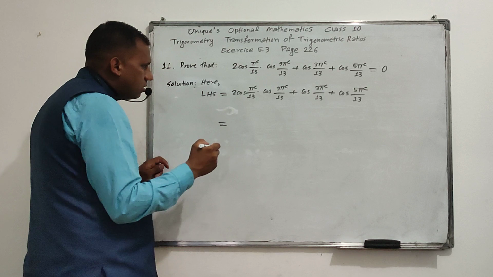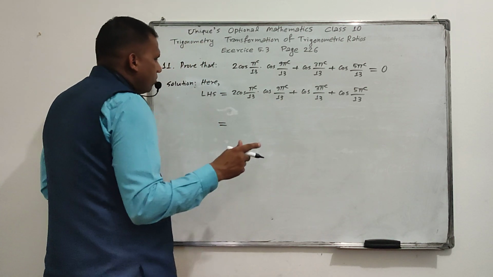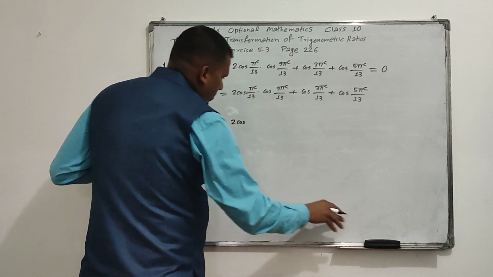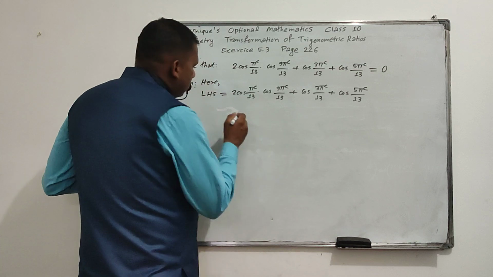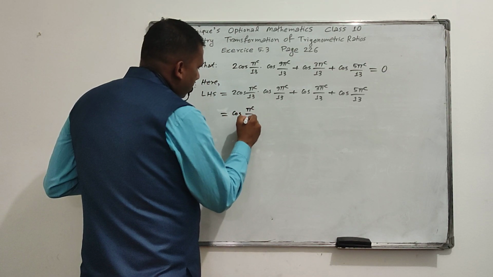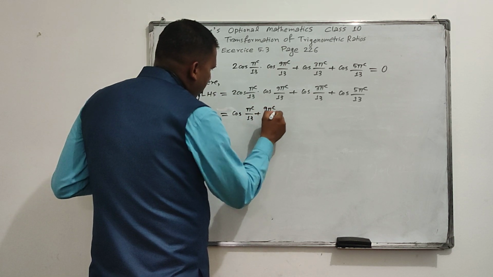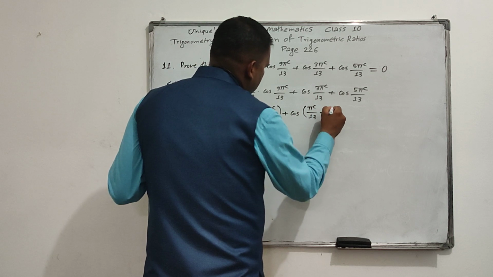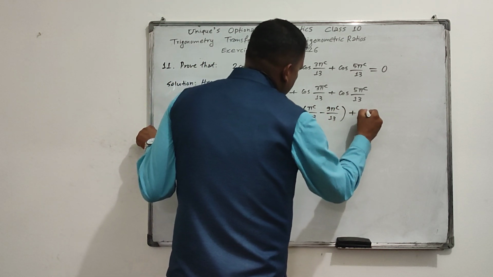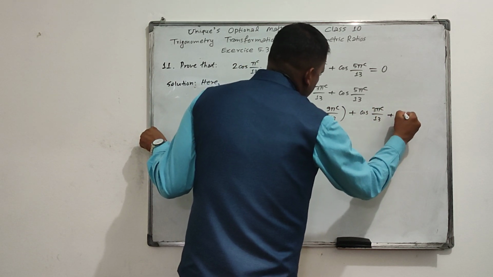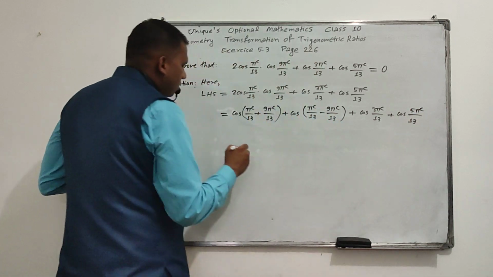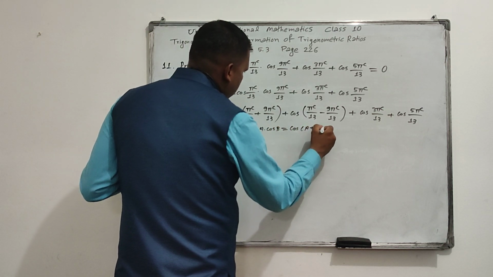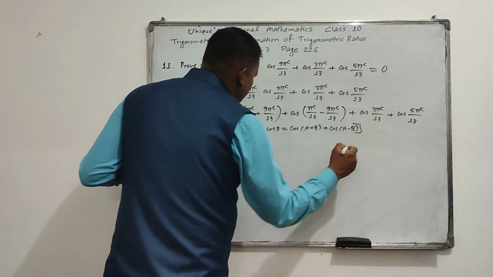Now, this is of the form 2 cos A cos B, a product which we convert into a sum: 2 cos A cos B equals cos A plus B plus cos A minus B. So this equals cos of pi by 13 plus 9 pi by 13, plus cos of pi by 13 minus 9 pi by 13, plus cos 3 pi by 13 plus cos 5 pi by 13, because 2 cos A cos B equals cos A plus B plus cos A minus B, by using this formula.